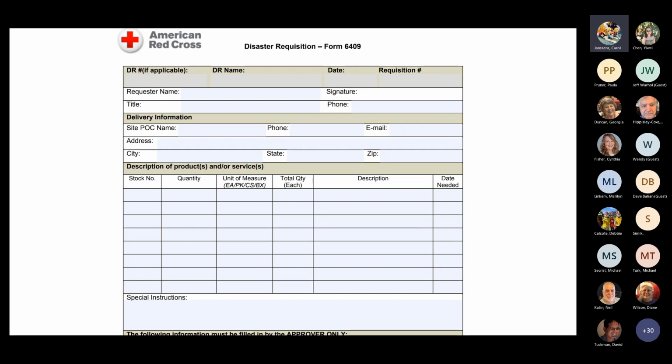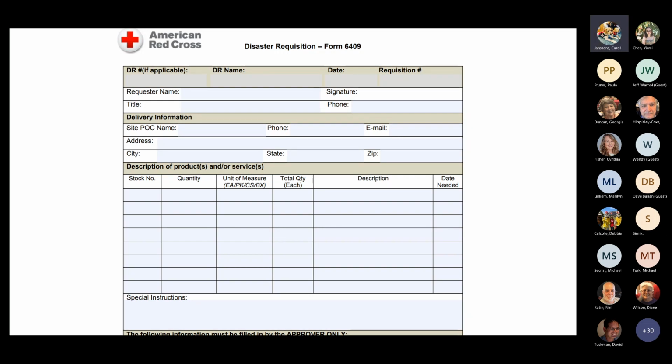Okay, so this is the disaster request form. If you need anything, it needs to go on here. Even if you need something right away, like you have a baby show up and you need to get them formula or diapers, and you don't have a couple of days to wait for logistics to get that for you, and you use your mass care permit card or purchasing card to get them, you still need to fill out the 6409, because we need to keep track of everything.